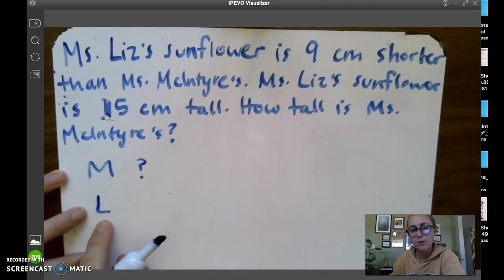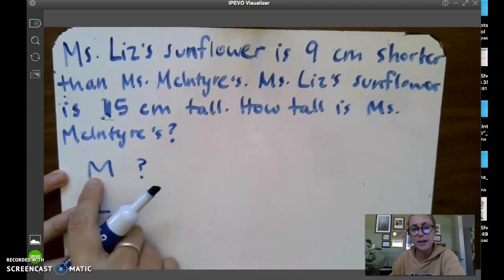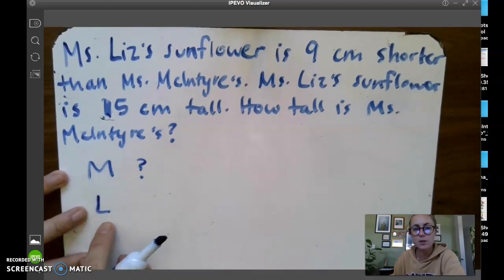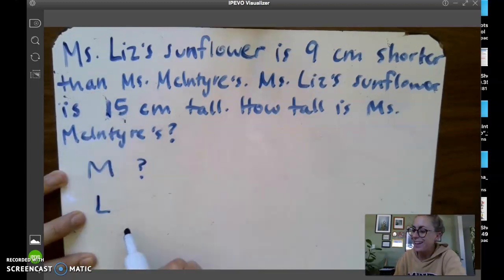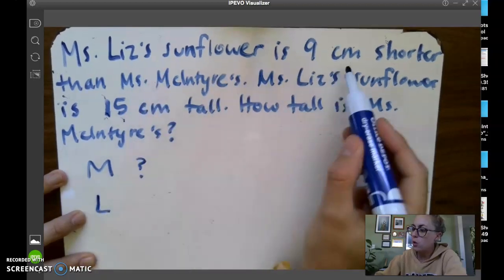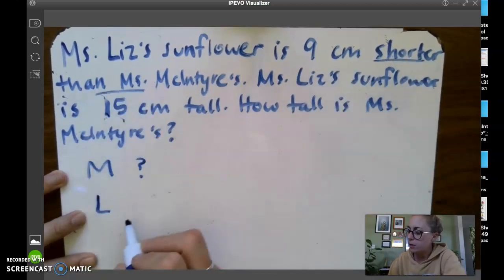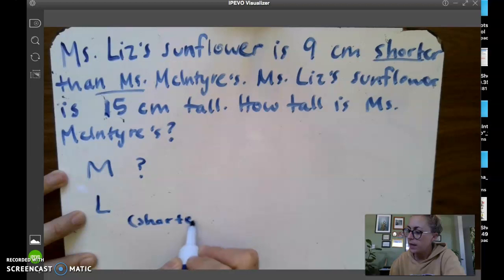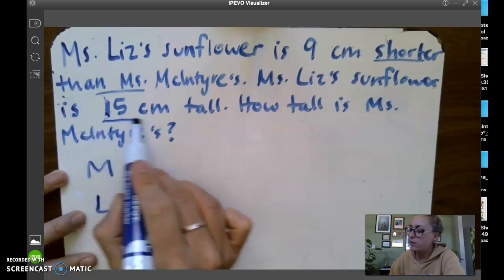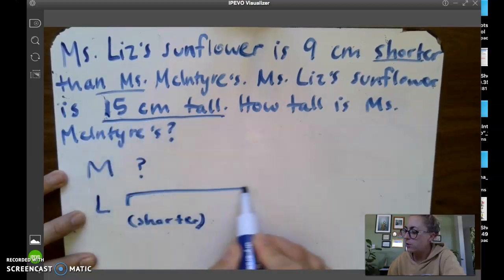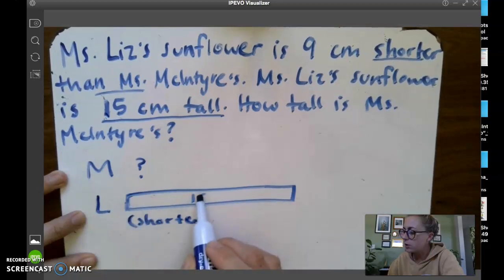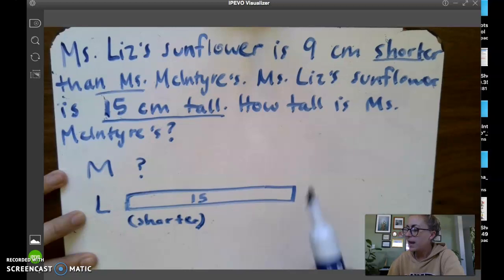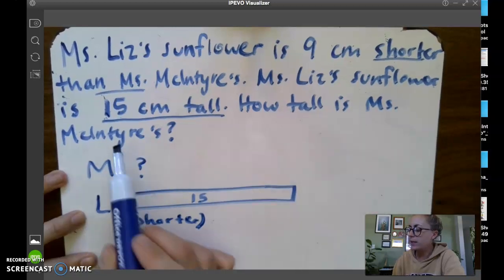So I wrote L for Liz and M for McIntyre. So let's talk about Miss Liz's first. All that we know about it is that it's shorter than Miss McIntyre's. So I'm going to write down here shorter. And we know that it's 15 centimeters tall. So that gives us a huge clue that it's 15 centimeters tall. And then it says, how tall is Miss McIntyre's sunflower?